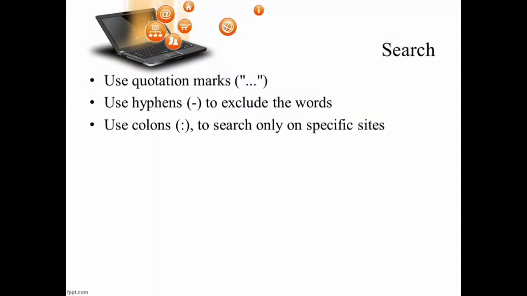Alright, for the third one, use a colon. You can see the symbol of the colon in the PowerPoint. The meaning of it is to find what we need but only on one particular site. For example, you want to find the title of a thesis on the Google Scholar site. Then you can search for it as you can see in the following example.